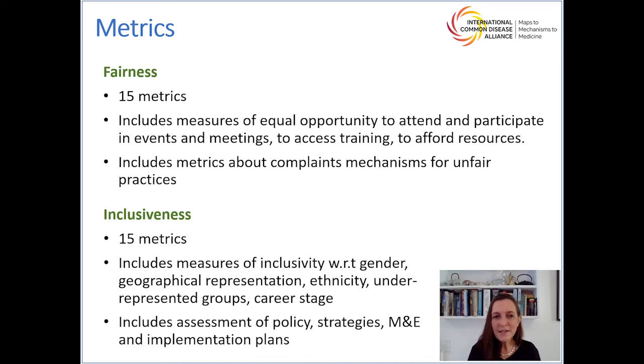In inclusiveness and diversity, we have also 15 metrics, which include measures of inclusivity with respect to different groups. So, for example, with respect to gender, geographical location, representation of traditionally underrepresented groups and ethnicity. And then we also have an assessment of policies, strategies, monitoring and evaluation and implementation plans around improving inclusiveness in the working group.